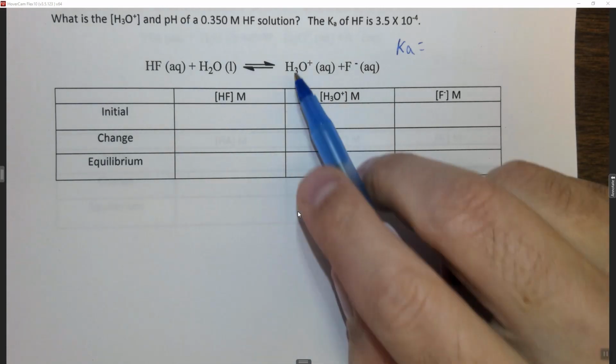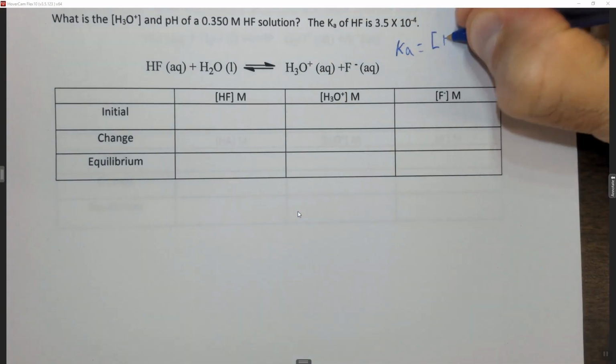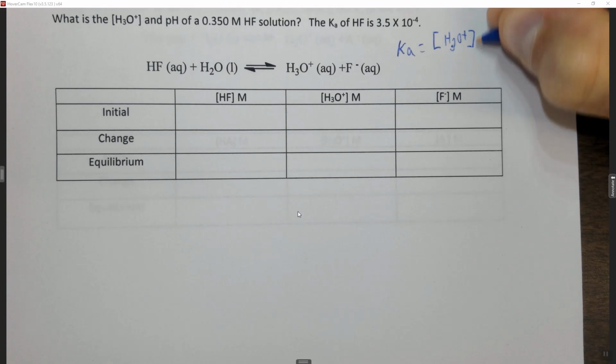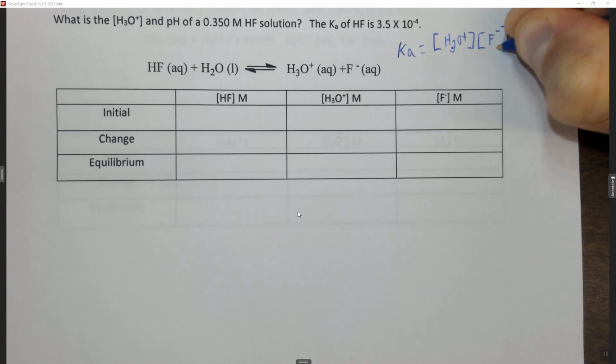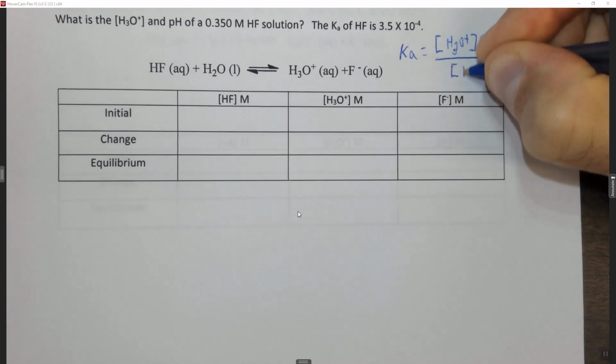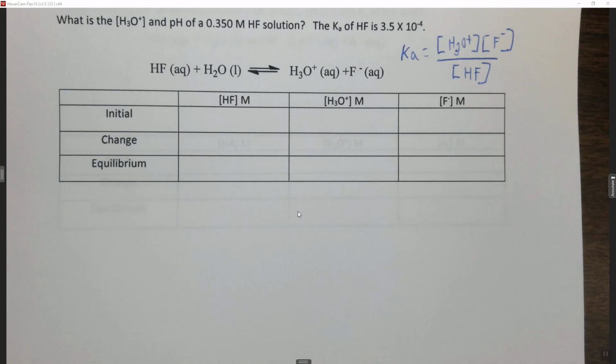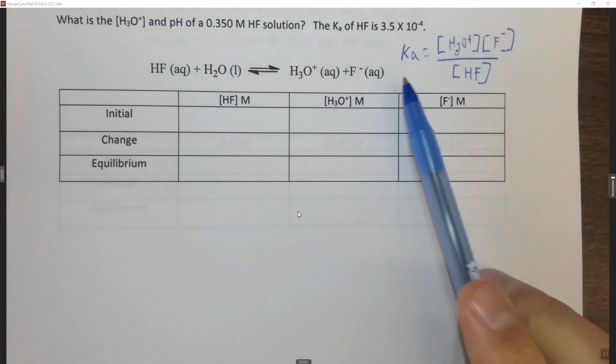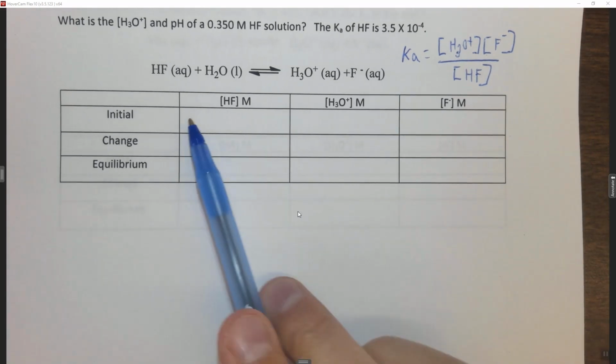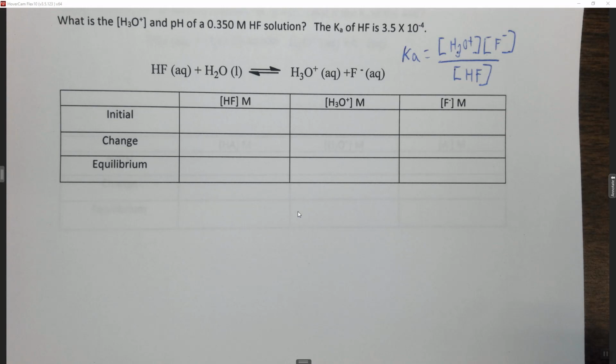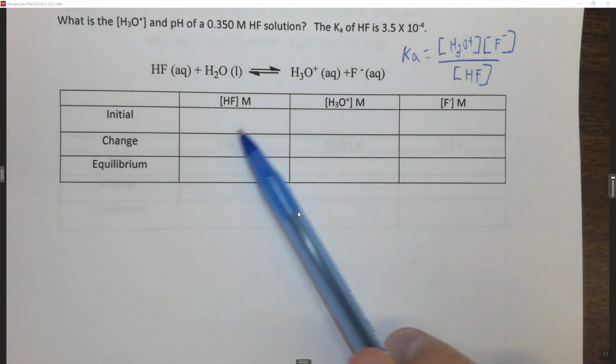So the Ka expression is products over reactants, H3O+ times F minus, over HF. Notice that water is not included because water is a liquid. Ka is the same as Kc, except it's for acids, right? So in this case, this is an acid. But in this case, we're looking at using an ice table.